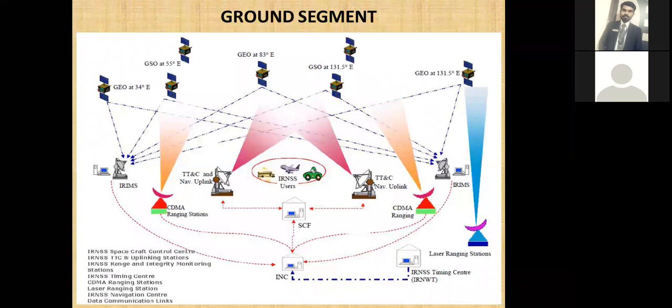So this is showing the ground segment. In the ground segment, we have 17 monitoring stations, which are called IRIMS, IRNSS Range and Integrity Monitoring Stations. These are one-way monitoring stations. They know their location very precisely. They receive the signal from the satellites, and the purpose of these monitoring stations is to do the orbit determination and ionospheric error estimation.